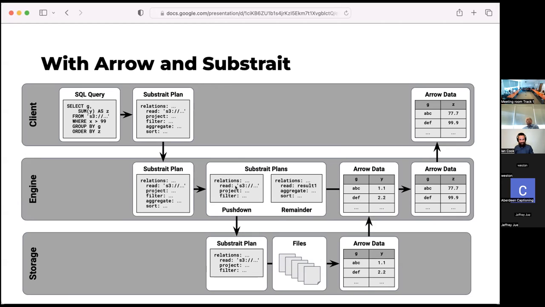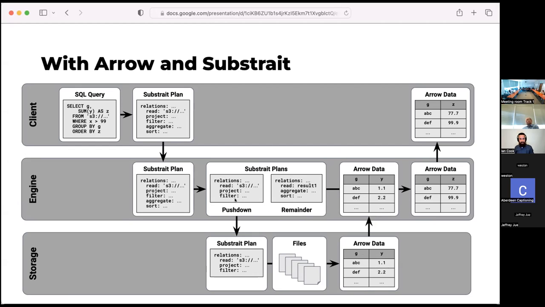So it would extract that plan fragment that could be pushed down and send it to the storage system as a Substrait plan. The storage system would then identify what files it needed to read or scan, and then apply the operations in the Substrait plan, generate an Arrow columnar data set, and stream that Arrow columnar data back to the engine. The engine would then execute the remainder plan.